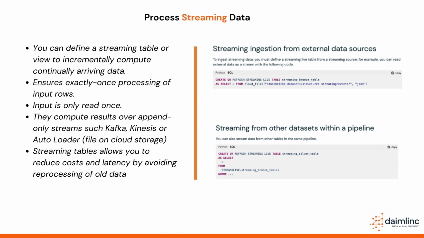In addition to live tables, DLT supports streaming live tables. Streaming live tables are stateful and they ensure that data is processed only once. You can use them to read from a variety of streaming sources such as Kafka, Kinesis or Autoloader, or anything that is built into the Databricks runtime. And it can also reduce cost and latency by only processing new data. You can find a simple SQL statement that can be used to create the streaming live tables given here in this slide.